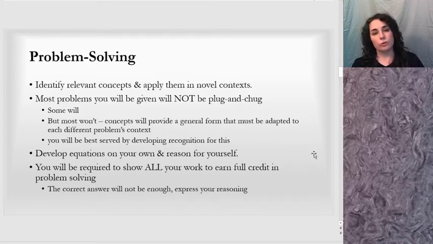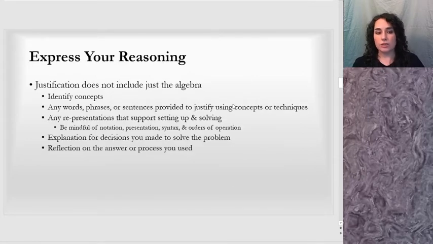Also, you will be required to show all your work in order to earn full credit with me. It's not just the answer, you must express your reasoning. So what does expressing reasoning mean? Expressing reasoning is justification that does not include the algebra. It's not just the algebra and the answer, all right? For me, it means identifying a concept. Can you write down this is Newton's second law, or this is conservation of momentum? Can you identify the bigger idea that applies in the problem and suggests the sort of formulas you're going to use?